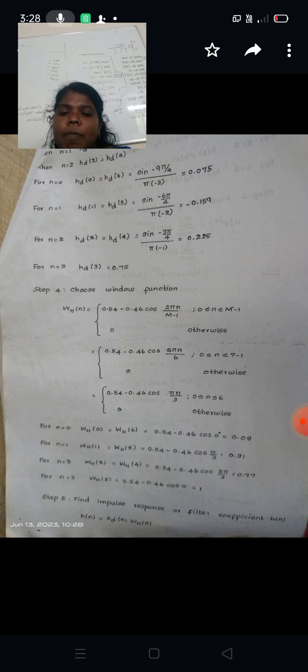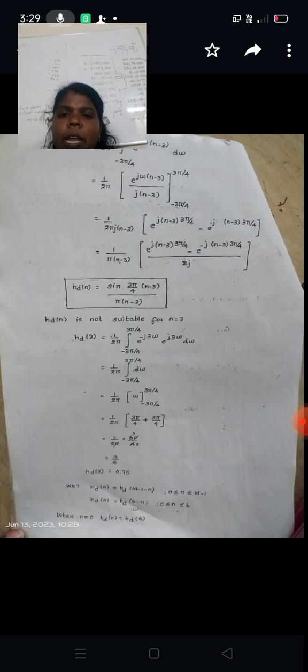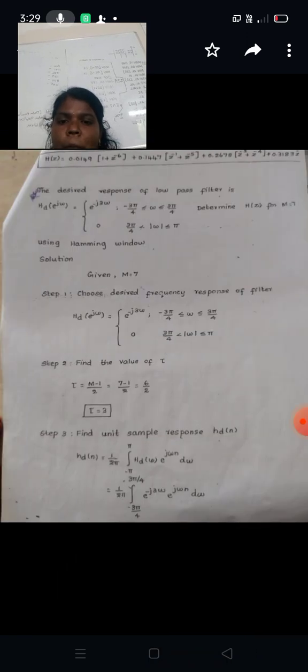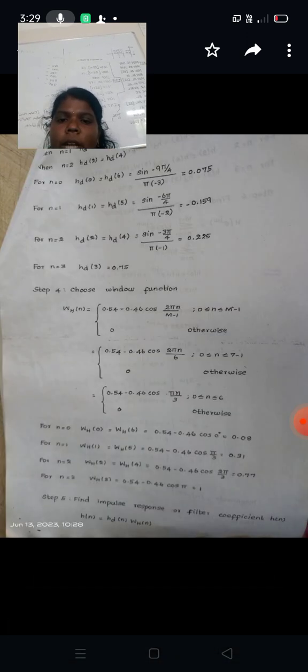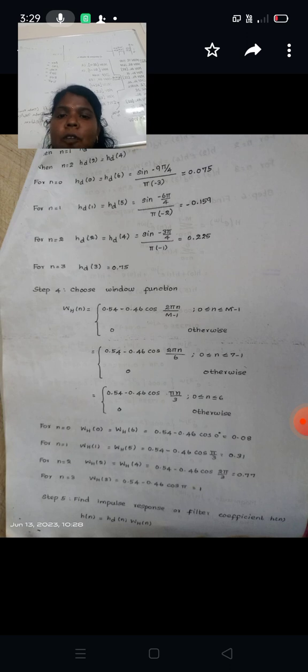Next, step 5. In step 5 we are going to find the impulse response, or filter coefficient. The other name for h of n is filter coefficient. The formula for h of n is equal to hd of n into wh of n. That hd of n we found in step 3 and wh of n we found in step 4.